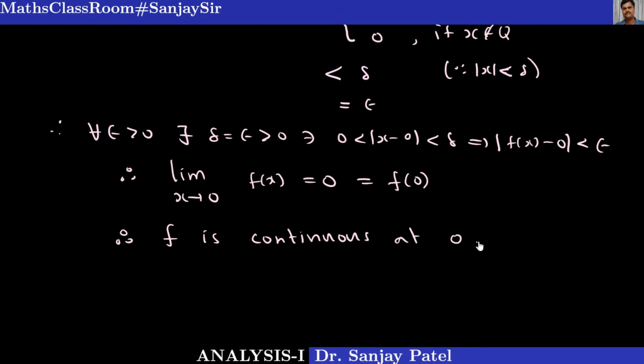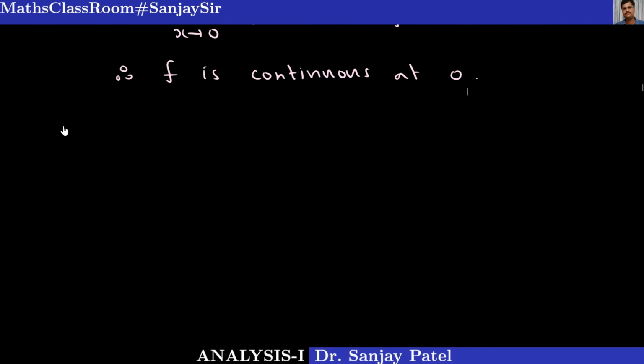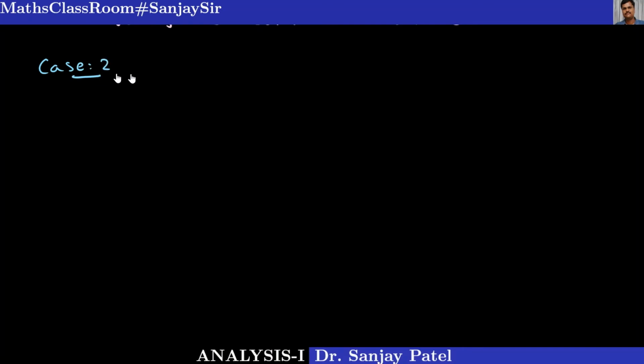Yeah, fine. Let us consider the other two cases. Case 2: suppose a belongs to Q and a is not equal to 0. So I am taking a as a non-zero rational number. In this case, I will prove that the function is not continuous at a, because from the graph we have seen that there are a lot of breaks at all other non-zero numbers.